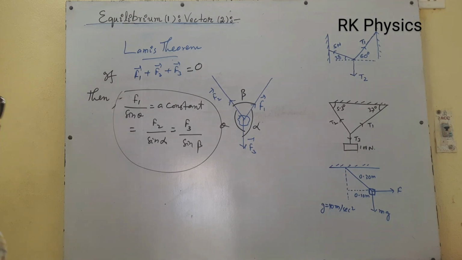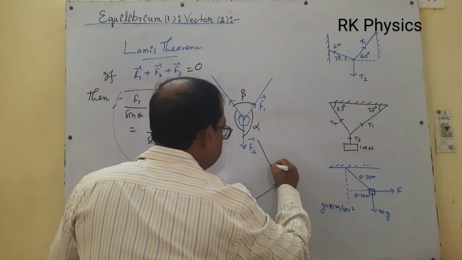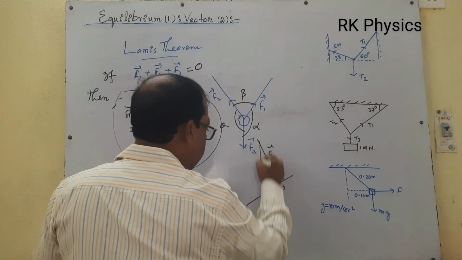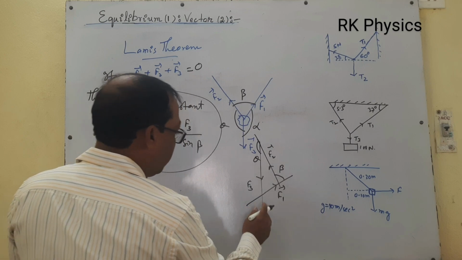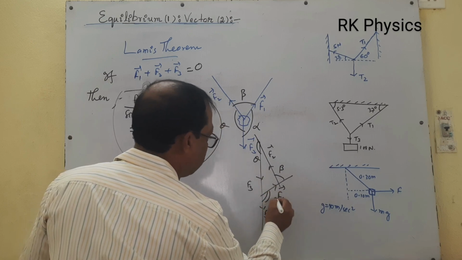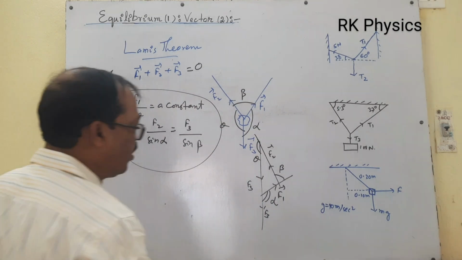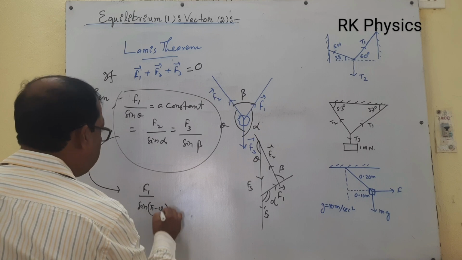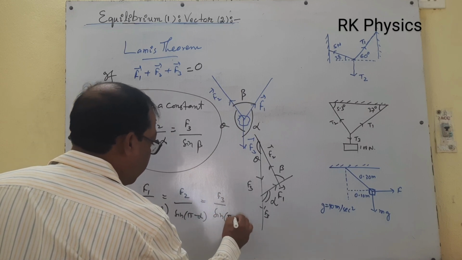From this formula you can solve various situations of equilibrium and find the unknowns. Now in terms of the triangle law, suppose F1 is along this direction and F2 is along this direction, and the angle between F1 and F2 is beta. Then F3 is along this direction, the angle between F2 and F3 is theta, and the angle between F3 and F1 is alpha. If these three represent three sides of a triangle in the same order, then I can write this equation as F1 divided by sine of 180 minus theta, equal to F2 divided by sine of 180 minus alpha, equal to F3 divided by sine of 180 minus beta.